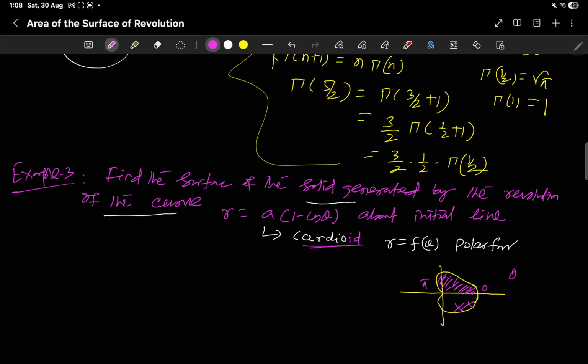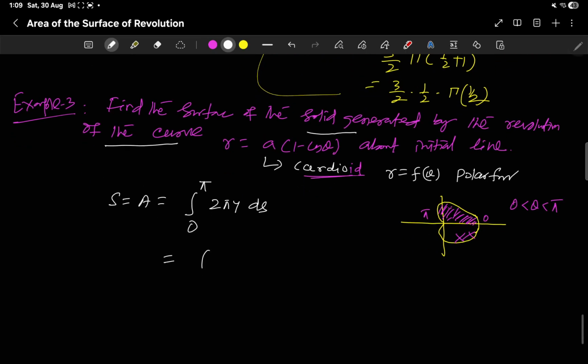Okay, so 0 less than theta less than pi. What is the surface area here? Your surface area A or S will be equal to the integral from 0 to pi of 2 pi y ds, right? And what is your ds in polar form?